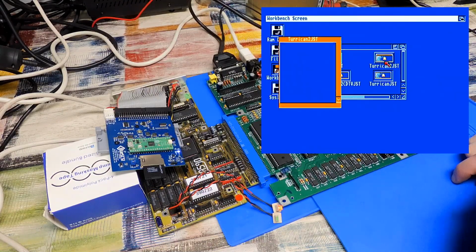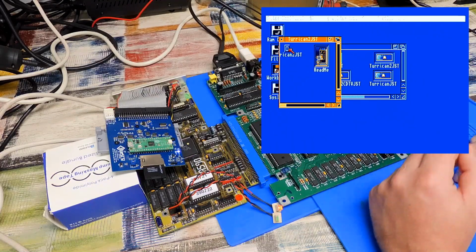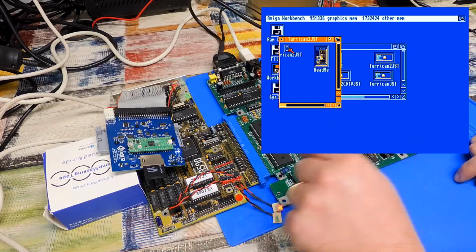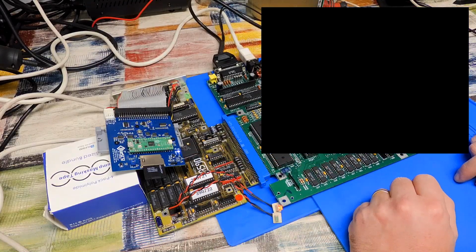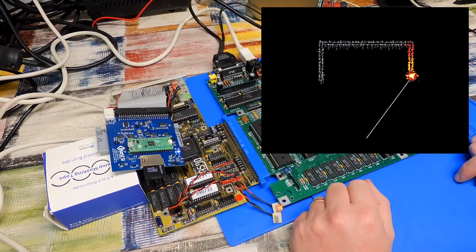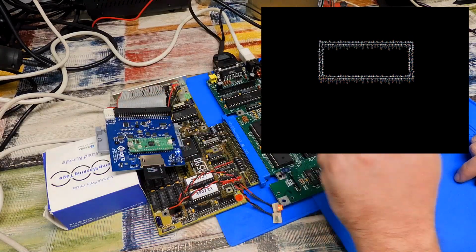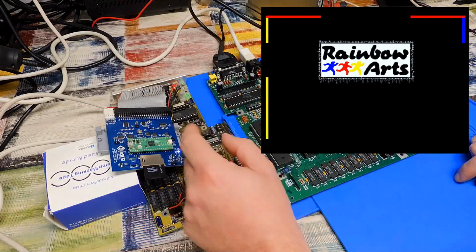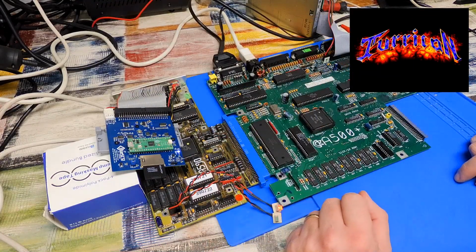Let's go for a bit of Turrican 2. It's accessing away here. And there it goes. Working fine. I cannot help but be impressed with this. Be it either the V1 or the V2, it is a fantastic bit of kit.